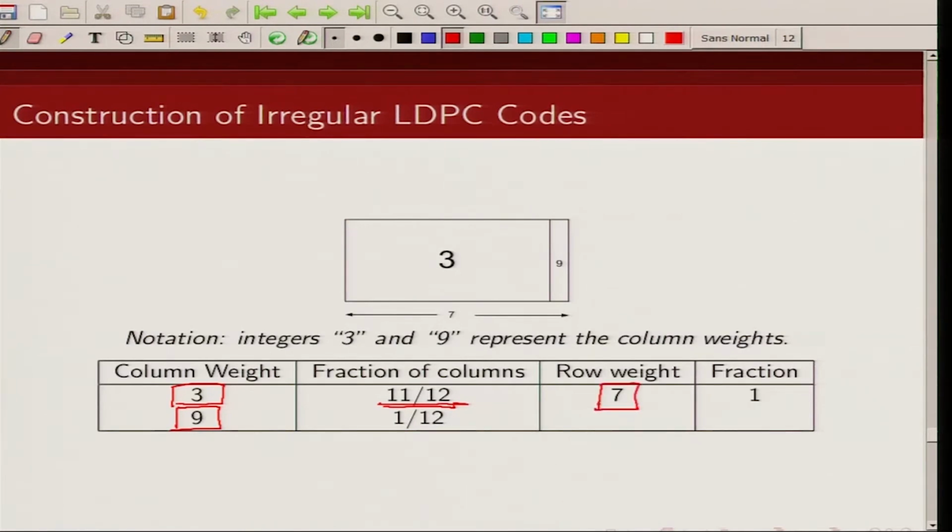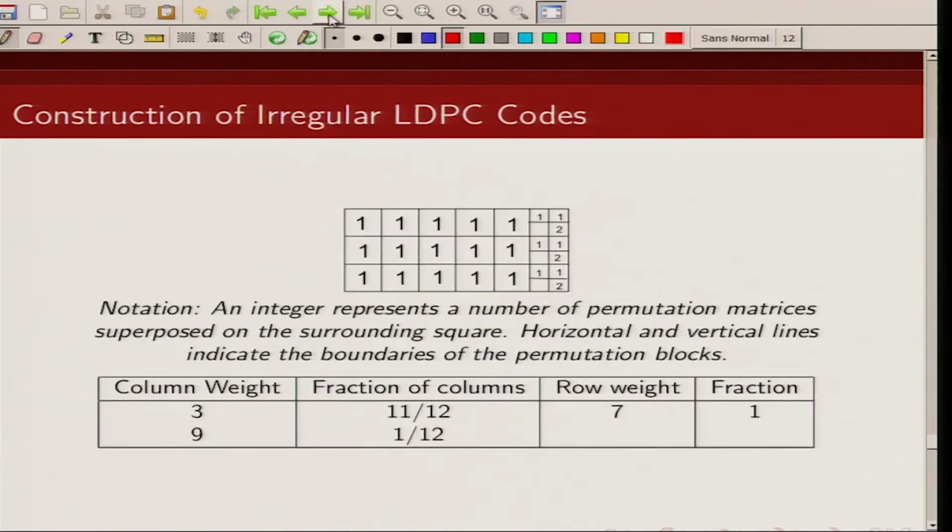So, we are interested in a row weight of 7. We want each of these rows to have weight 7, and we want that 11/12 of the columns should have weight 3 and 1/12 of the columns should have weight 9. So, how can we construct this? Using the construction using random permutation matrices that we have studied.